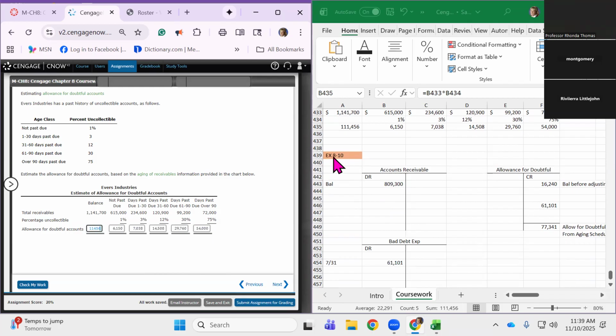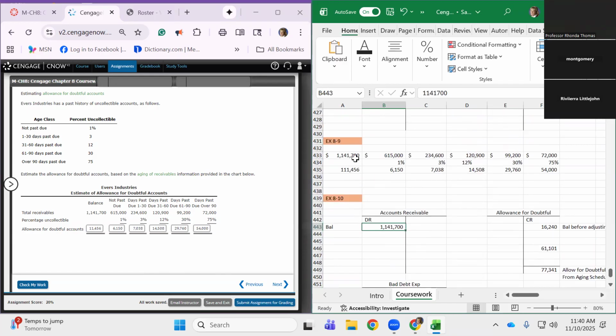I'm going to borrow this exercise 8-10. I'm just going to borrow it for a minute to show you what you're going to end up with. So here sits all of your receivables, right? Here sits this number in your accounts receivable should match that very first balance number. That's the total balance. Okay, so if I were to go across here, that's the total balance.